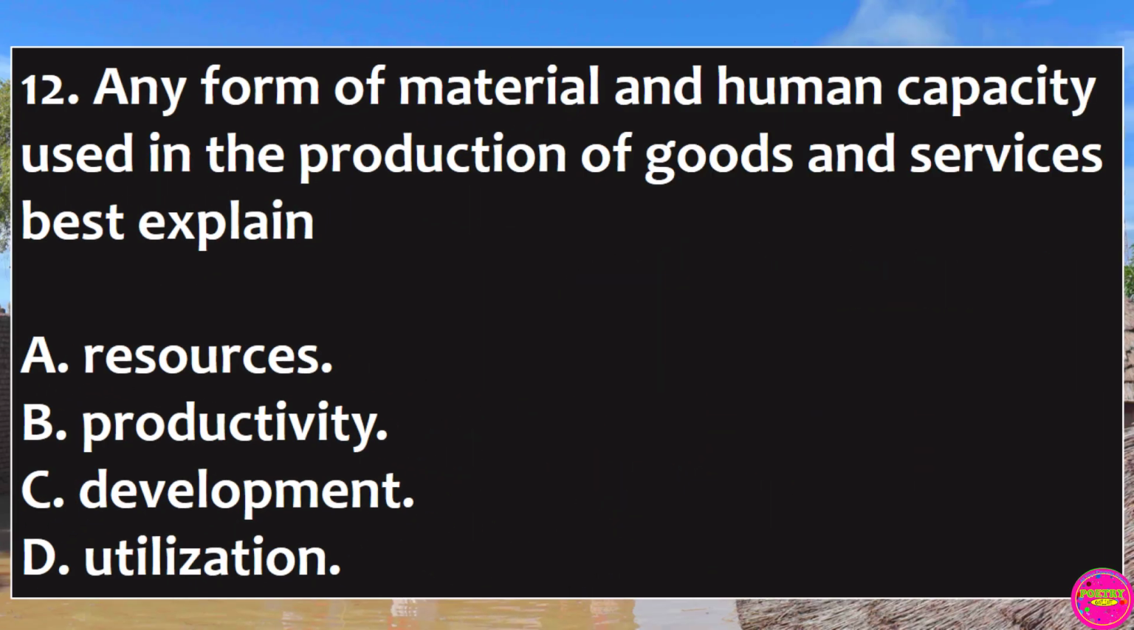Question 12. Any form of material and human capacity used in the production of goods and services best explains A. Resources. B. Productivity. C. Development. D. Utilization. The correct answer to this question is A. Resources.